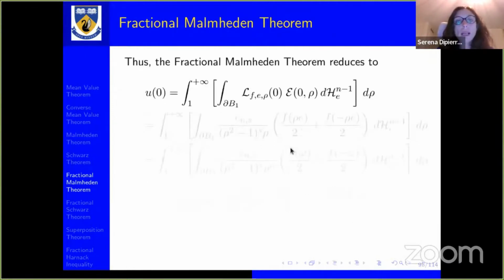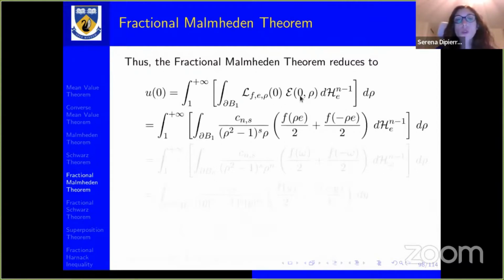And so if you use these considerations in the fractional Malmheden formula, you end up with u of 0 equal to these two objects evaluated at 0. So you substitute what you got. The interpolating function here is this one here.